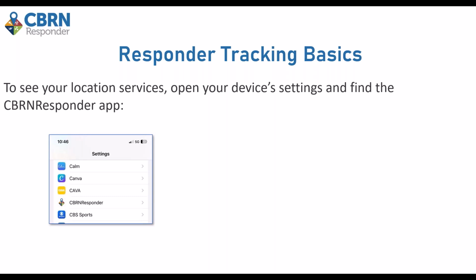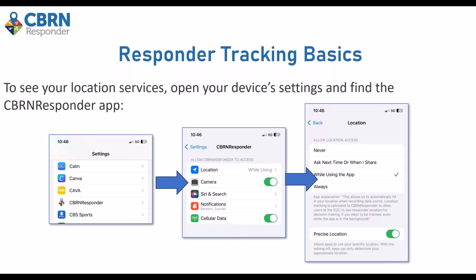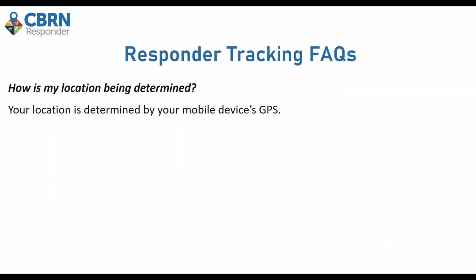So to take a look at this, you'll go into your respective device's settings. This is an example of an iOS device. You'll find that application, so CBRN Responder. There I'll see what I've allowed CBRN Responder to currently have access to, and I can choose to customize the location. So a few frequently asked questions that we get as far as responder tracking.